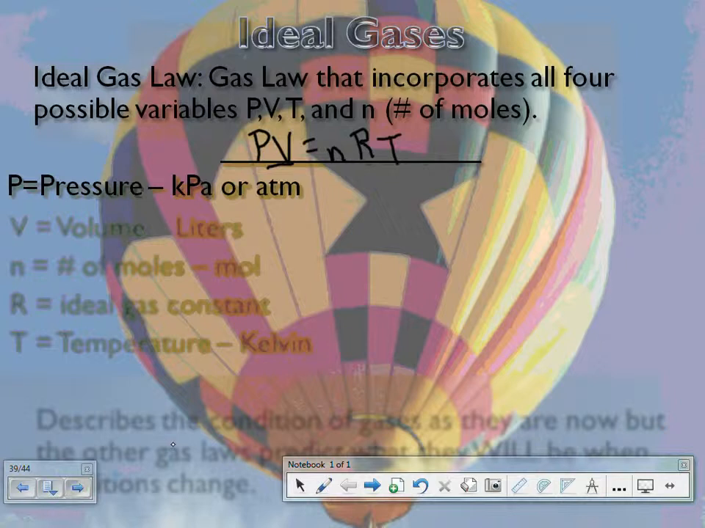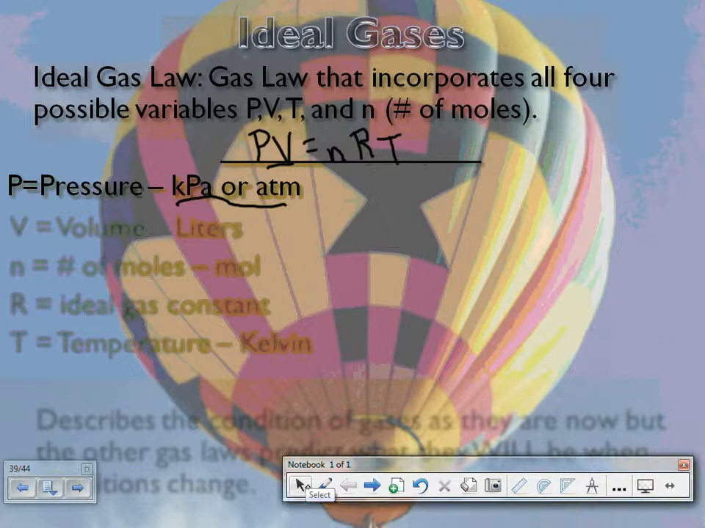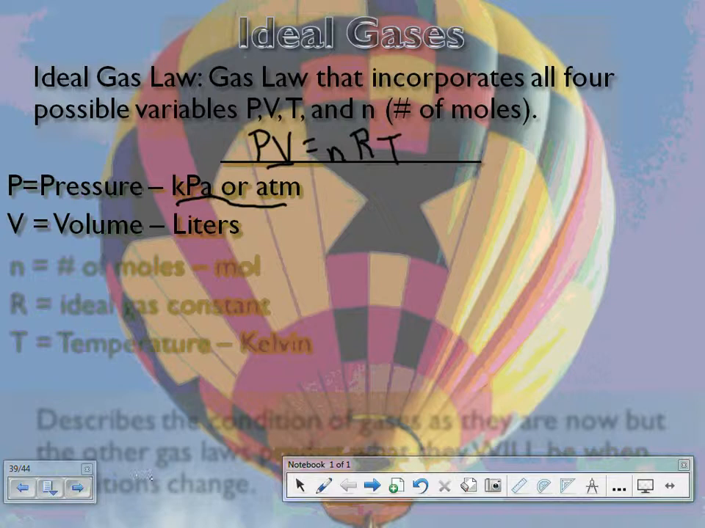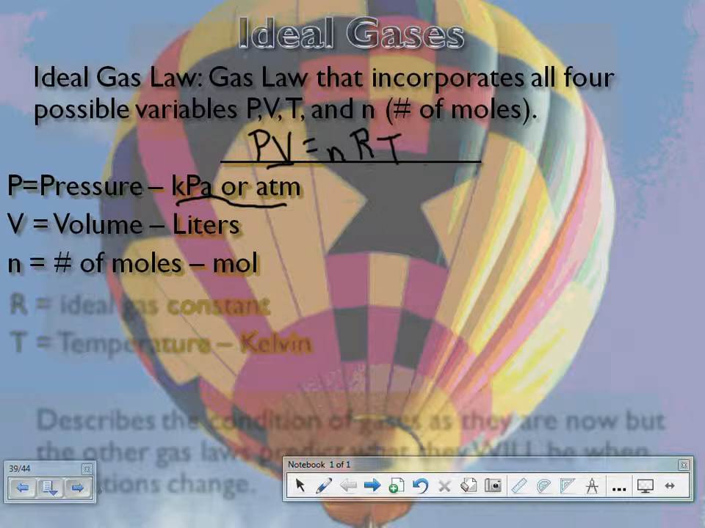All right, so let's look at pressure. You guys just learned how to convert units. For Pivnert, you must either use kilopascals or atmospheres. You may not use millimeters of mercury for this one. The V stands for volume, and volume has to be in liters, not milliliters. And then what does N stand for? Number of moles. The number of moles of your gas, not just moles of any old random thing. And then R is something we've never seen before.